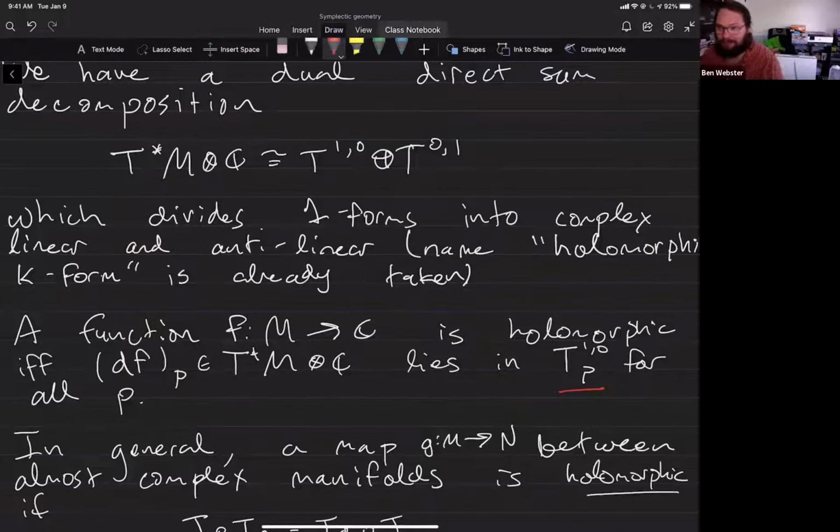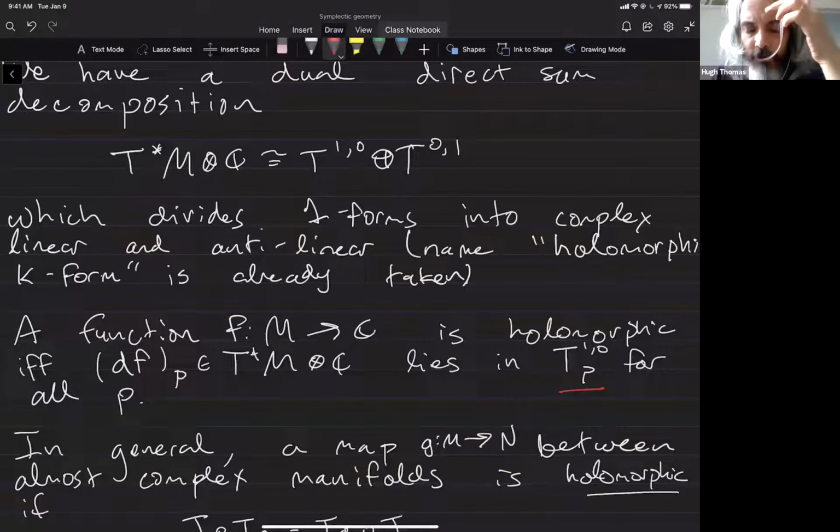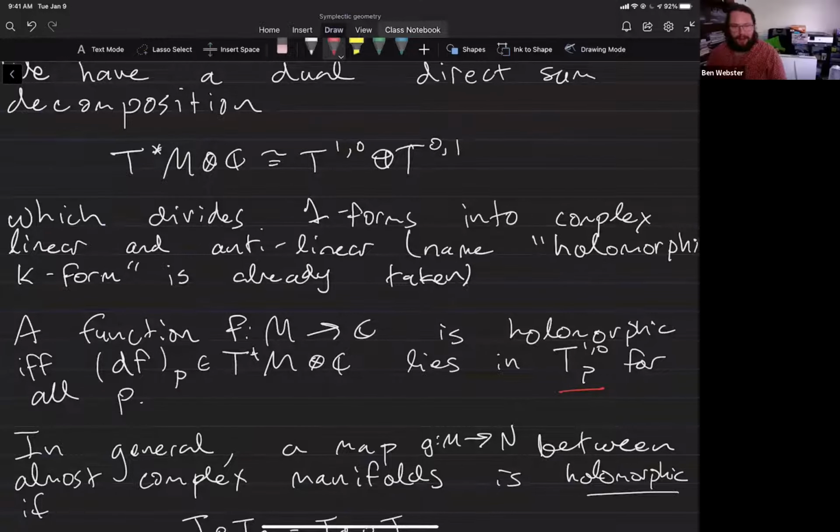Yeah, Hugh. Hey, Ben, sorry, I got kind of confused about what you said about holomorphic k-form being already taken. Were you then going on to explain what it means, or were you explaining? I'm just confused about what you were trying to get at. Oh, sorry.